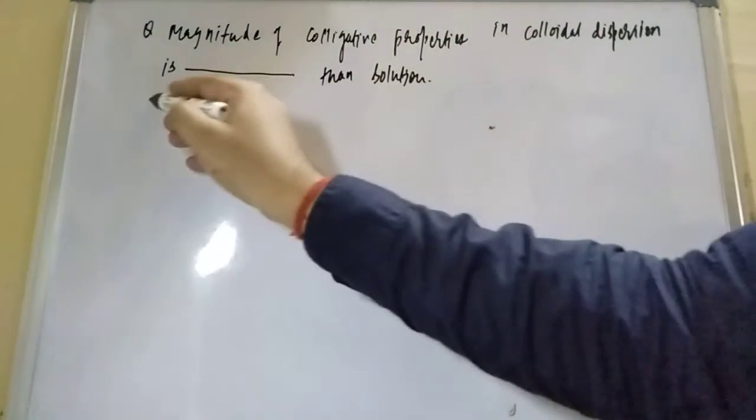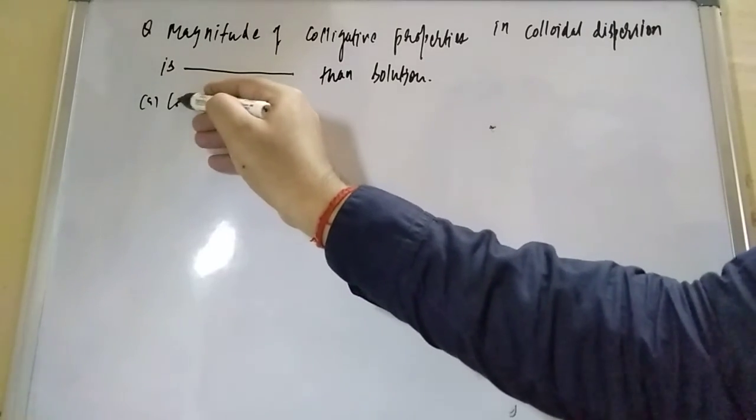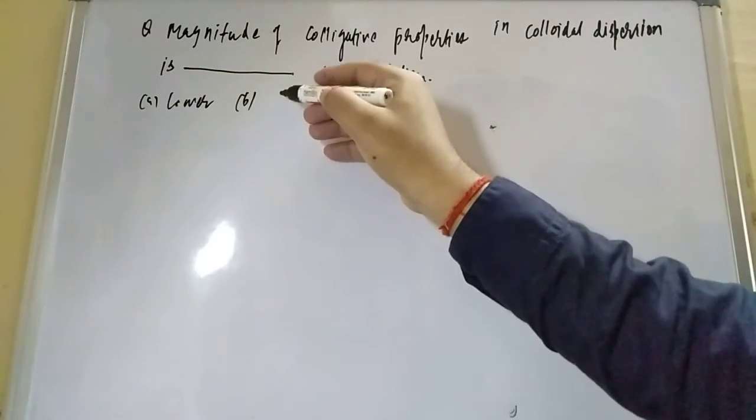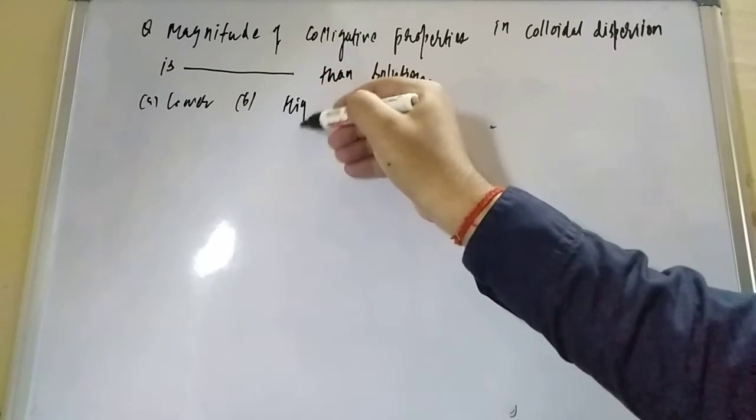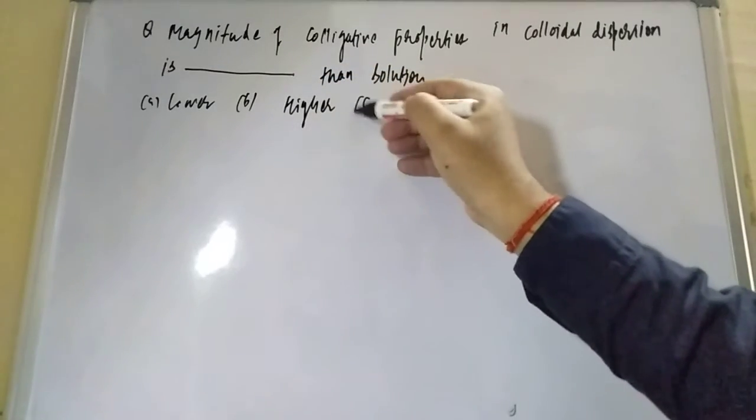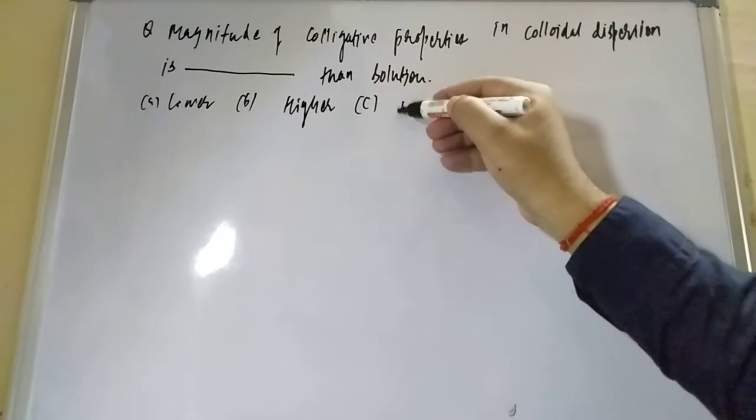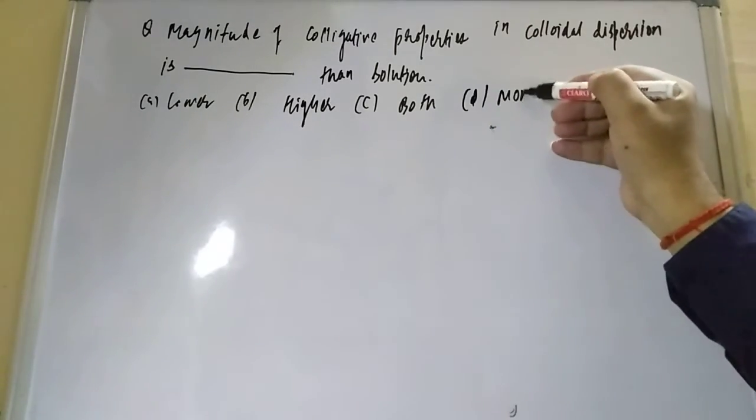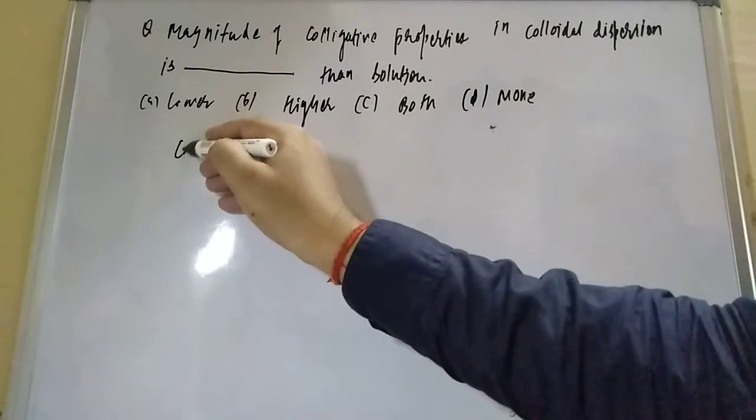The options they have given: A is lower, B is higher, C is both, D is none. Student, firstly you try to understand case 1.